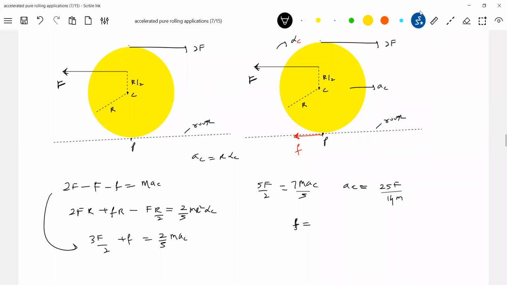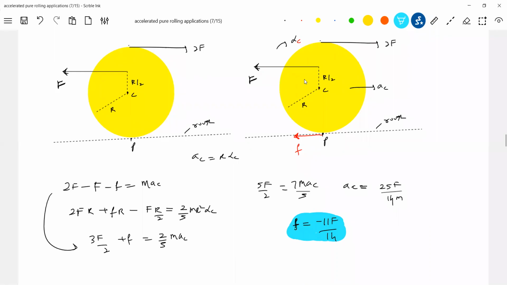Minus 11 MA by 25. Friction, it should be in terms of capital F, no? Express it, 11F by 14, sir. Minus 11F by 14. What to do? Negative sign. I just intentionally brought this question. What to interpret with negative sign?